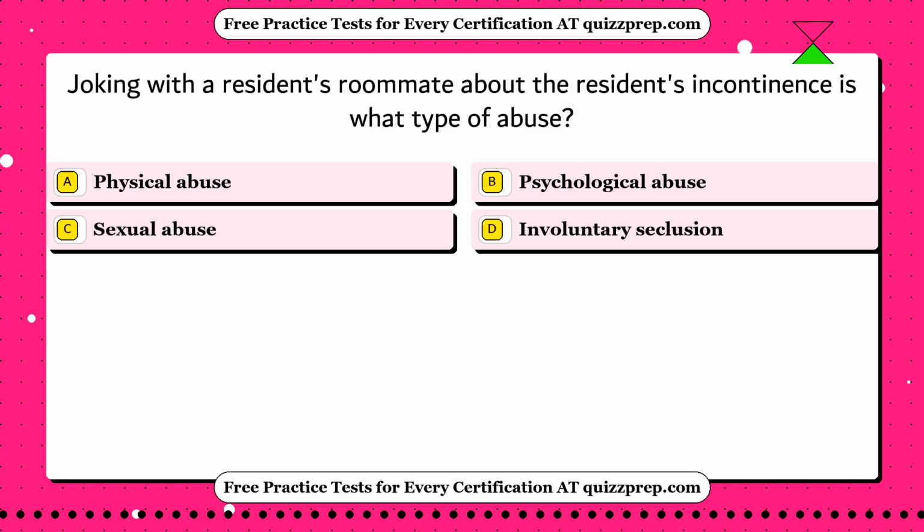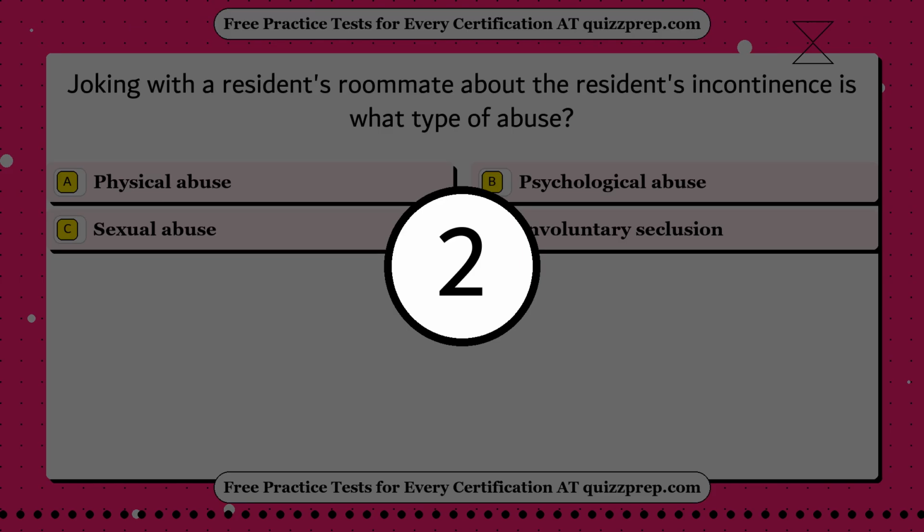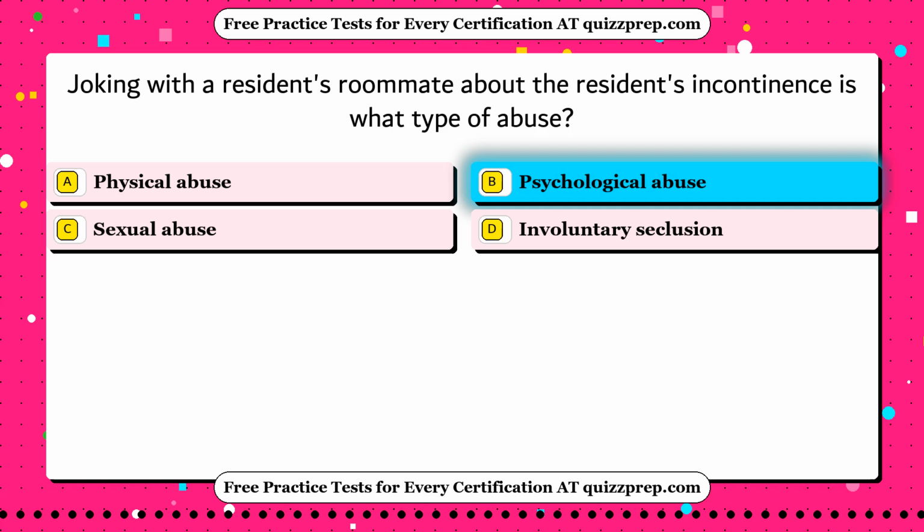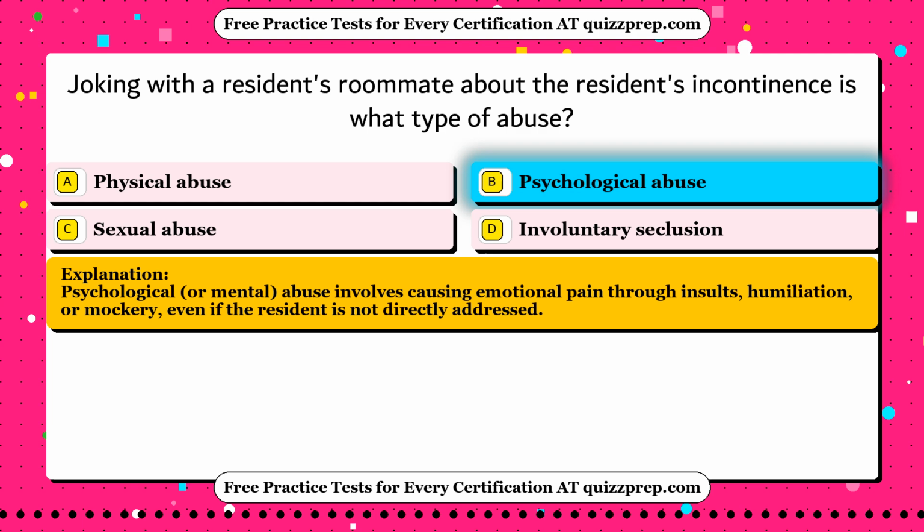Question 91. Joking with a resident's roommate about the resident's incontinence is what type of abuse? Option A. Physical abuse. Option B. Psychological abuse. Option C. Sexual abuse. Option D. Involuntary seclusion. The correct answer is option B. Psychological abuse. Psychological, or mental, abuse involves causing emotional pain through insults, humiliation, or mockery, even if the resident is not directly addressed.